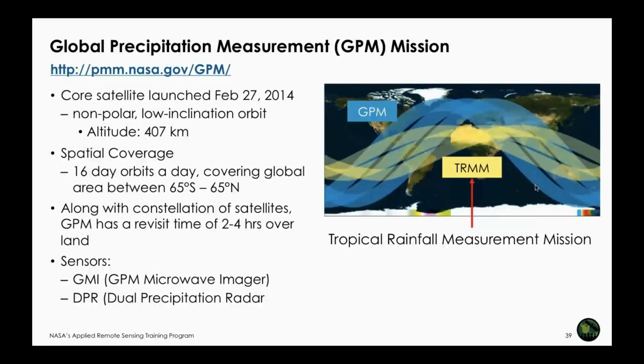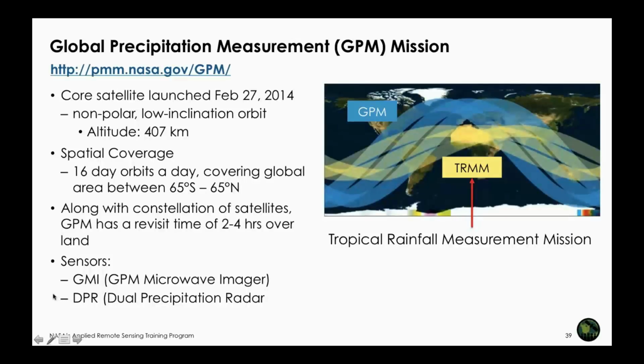So we're just going to briefly go over all these satellites we talked about. However, as I said, more information can be found on the ARSET website in the Fundamentals of Remote Sensing session. GPM is a low Earth orbiting satellite like TRMM was. The difference is that TRMM focused just on the tropics, whereas GPM coverage extends from 65 south to 65 north. With a number of constellation satellites, which we'll talk about next, the revisit time over land is a few hours, so it has good coverage.